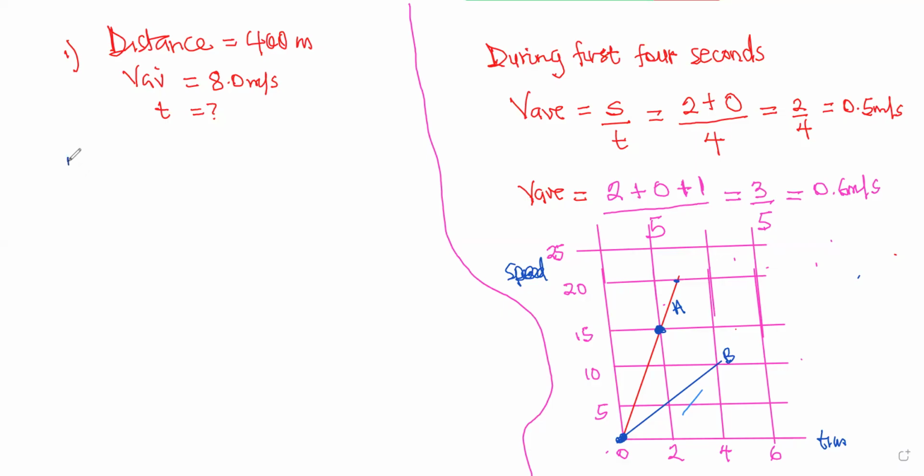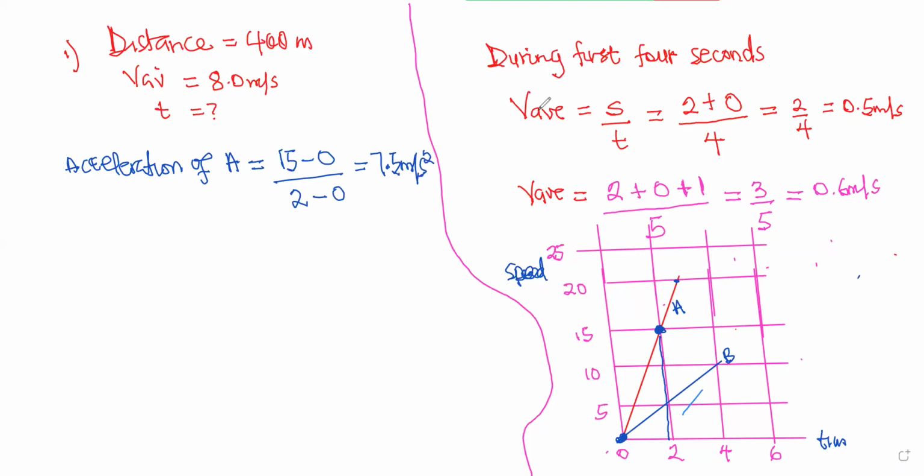So acceleration of A is equal to the change in the vertical. On the vertical, we have 15 minus 0, divided by 2 minus 0. And this will give us 7.5 meter per second squared.